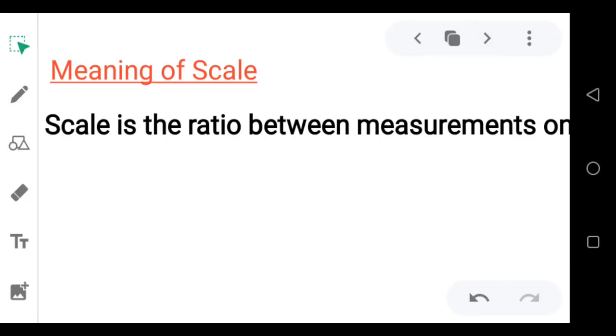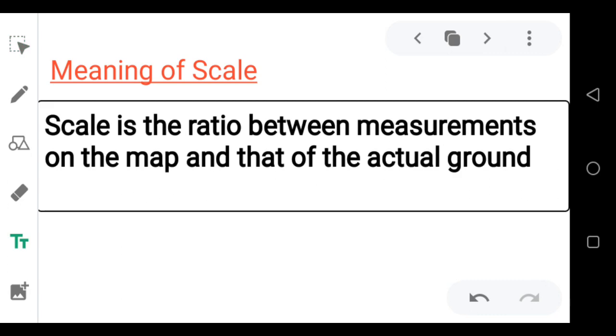What is scale? Scale is the ratio between measurements on the map and that of the actual ground. Scale tries to compare two measurements. One, the map. Two, the actual ground from where the map was drawn. So scale is the ratio between measurements on the map and that of the actual ground.